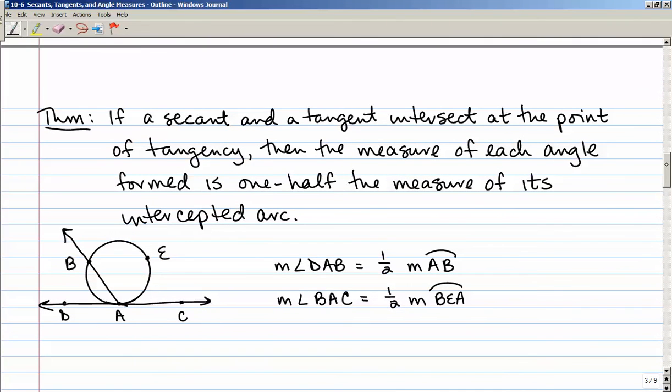Here's another theorem. If a secant and a tangent intersect at the point of tangency, then the measure of each angle formed is 1/2 the measure of its intercepted arc. This is another wordy theorem.